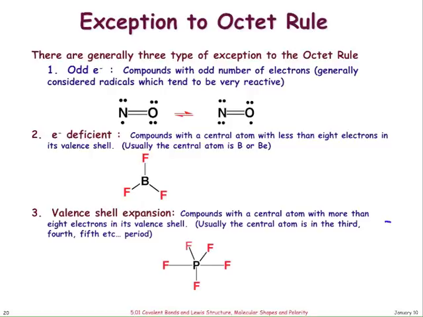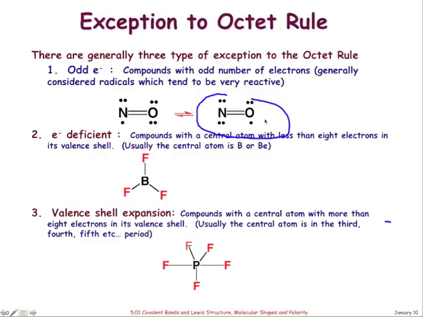Here are other examples. Exception to the octet rule. You know you have an exception to the octet rule, that is, the atoms won't have 8 around them, when you have an odd number of electrons. If you have NO and it's not charged, it's not negative or positive, but neutral, nitrogen comes in with 5, oxygen comes in with 6, you're going to have an odd number. It's going to violate the octet rule. It's going to look like this. It's a correct structure, it just doesn't obey the octet rule.